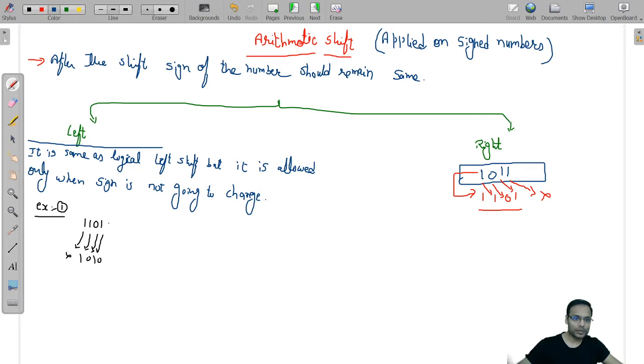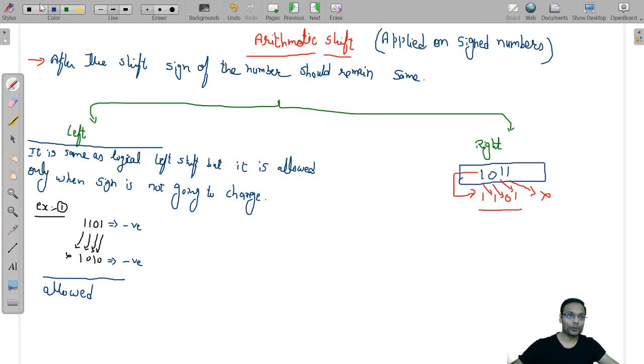You tell me, this number was what? Positive or negative? The MSB bit is 1, which means it was a negative number. After the shift, this number becomes what? Still negative. So is this particular operation allowed by your CPU or not? Tell me. My answer is allowed. Your answer should also be the same, allowed, right? So if allowed, okay, no problem.